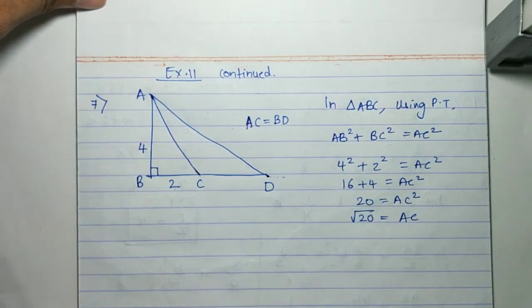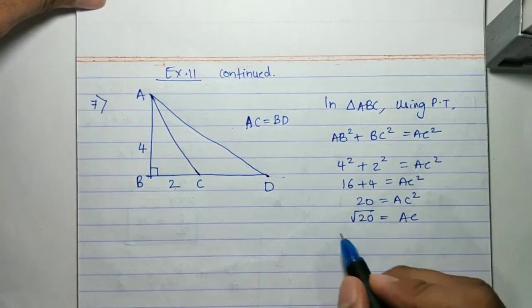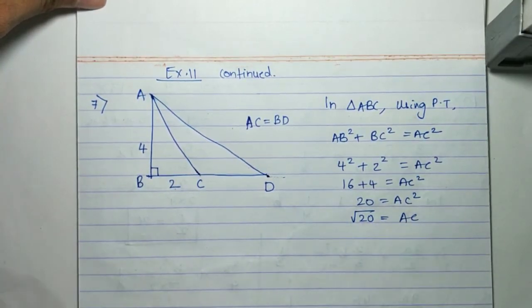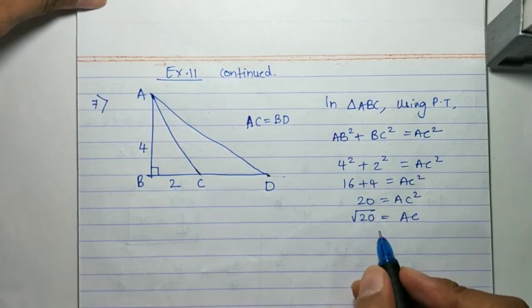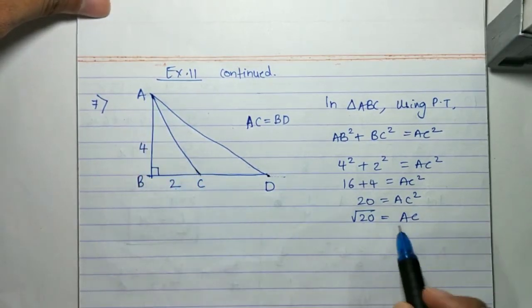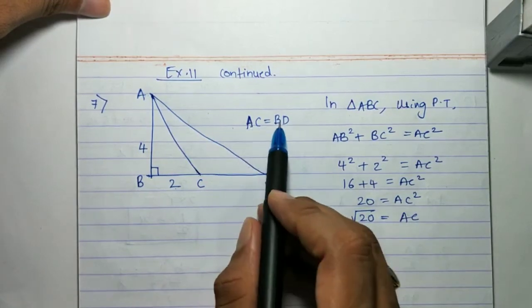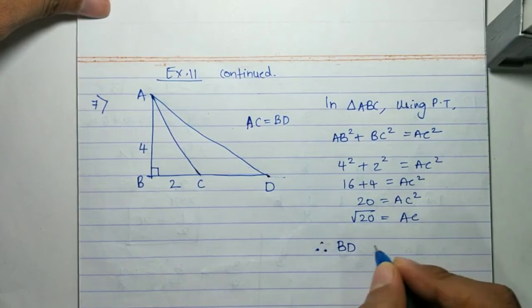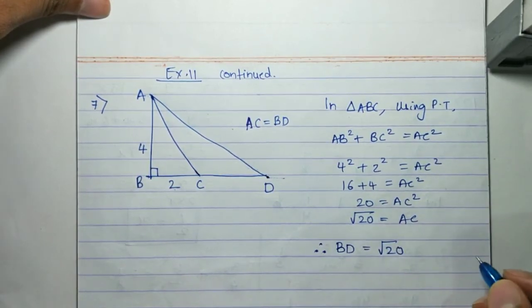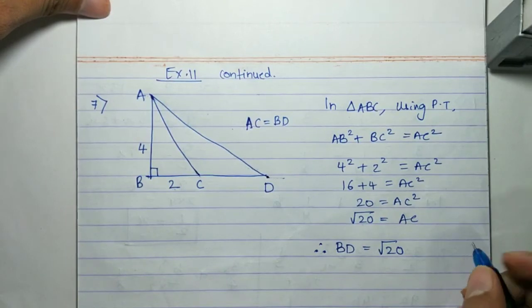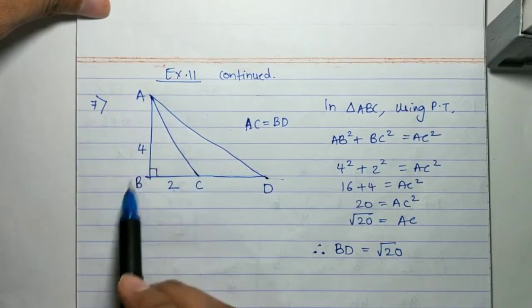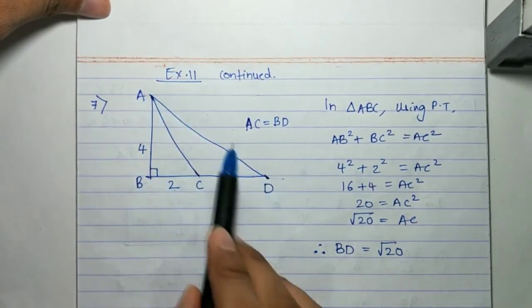Now 20 is not a perfect square. So I'll leave it as it is. And so I know that AC is root 20, but AC is equals to BD. So that means therefore BD is also equals to root 20. Now we know BD, we know AB, we can find AD from this bigger triangle. We can apply Pythagoras theorem in this bigger triangle.